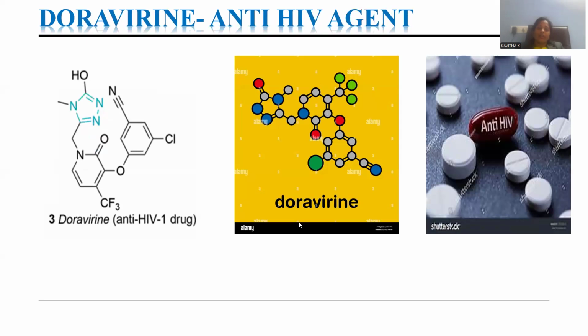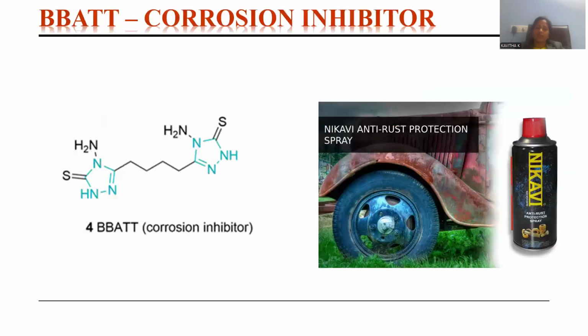And doravirine is a drug which also includes this triazole as the effective pharmacophore. It is an anti-HIV drug. You can observe the three-dimensional representation of doravirine. So this is the way human immunodeficiency syndrome will be removed, cured by means of this doravirine.